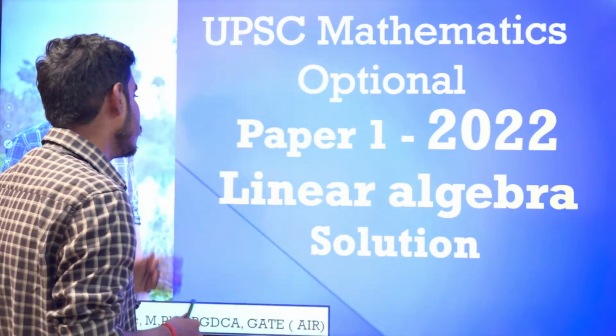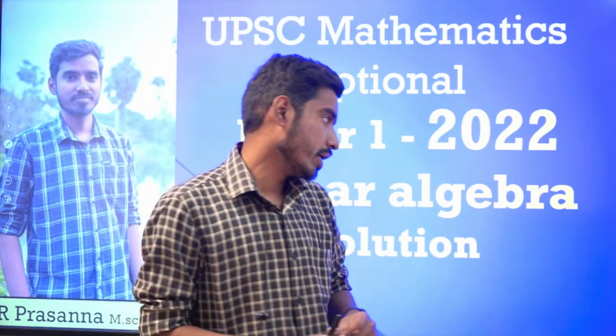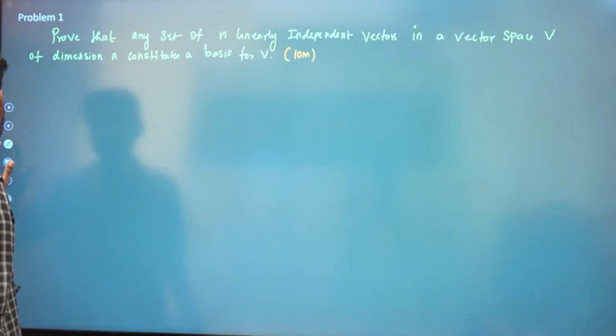So again, 2022 linear algebra has 5 questions and it carries 70 marks, right? As I said earlier, scoring 70 marks in linear algebra is very easy, provided you know all the concepts very well. Okay. So we'll start our first problem.